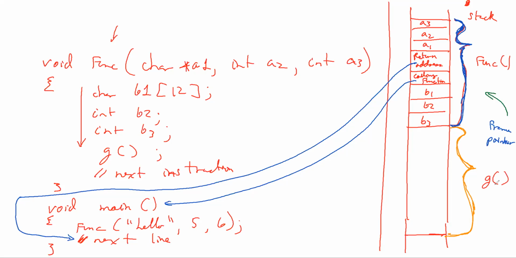Make sense, guys? So what does the G have? It'll have the same things. It'll have a return address. It'll have the address of the function that called this. So in this case, it would be function, right? The one that called it.